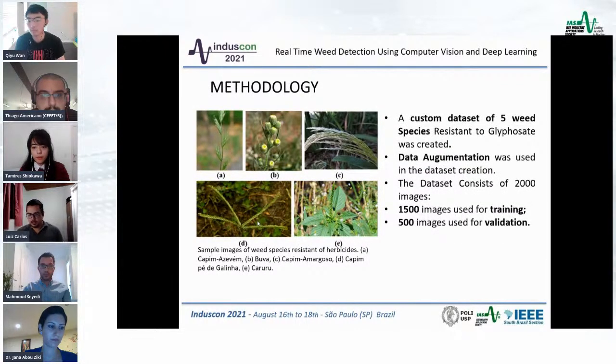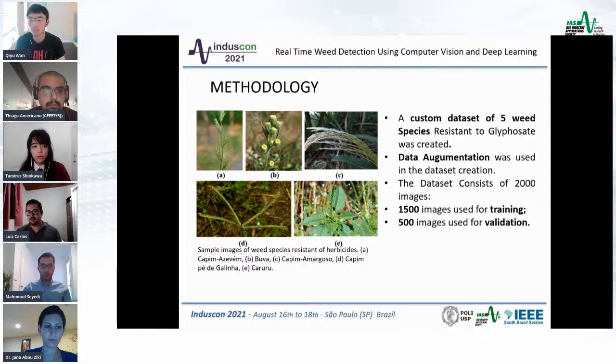So what we proposed is a custom data set of 5 weed species that are mainly resistant to glyphosate. We created this data set using data augmentation. The 5 weed species are Capim azevém, Buva, Capim amargoso, Capim pé de galinha, and Caruru. They are very broadly found in Brazil, so you can basically find them in every state. And they compete, especially in soybean crops, for resources, causing losses in production.